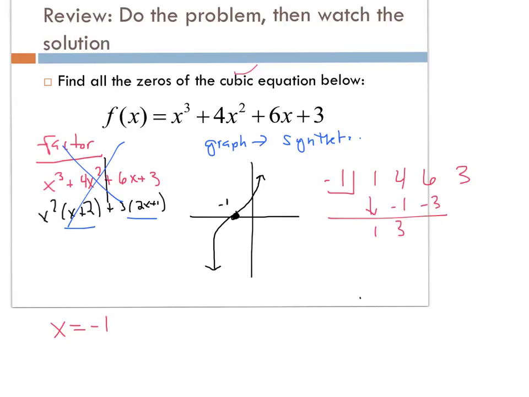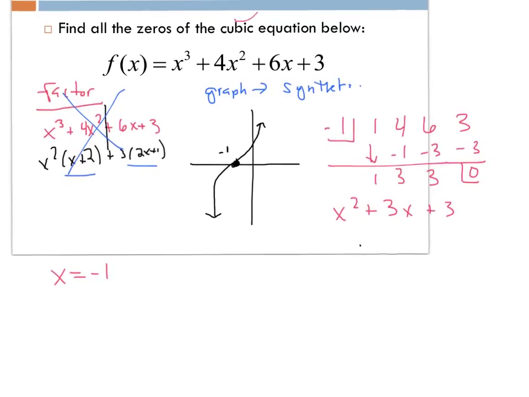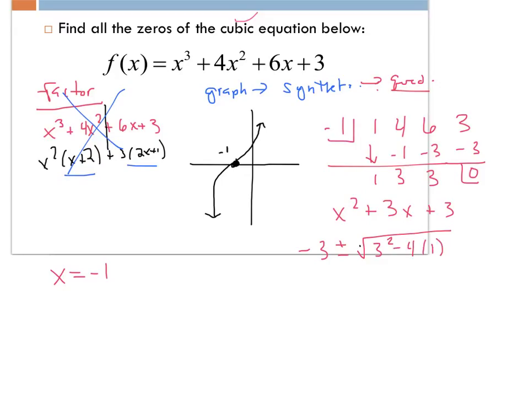This is synthetic division. If you need to rewatch a video on that, you can go to the previous section. I'm left with x squared plus 3x plus 3. What two numbers multiply to the constant and add to the middle term? There's no combination, so I actually need to use the quadratic formula. A graph, synthetic division, and then the quadratic formula in order to solve. So I have -b plus or minus the square root of b squared minus 4ac, all over 2a, which is 2 times 1.